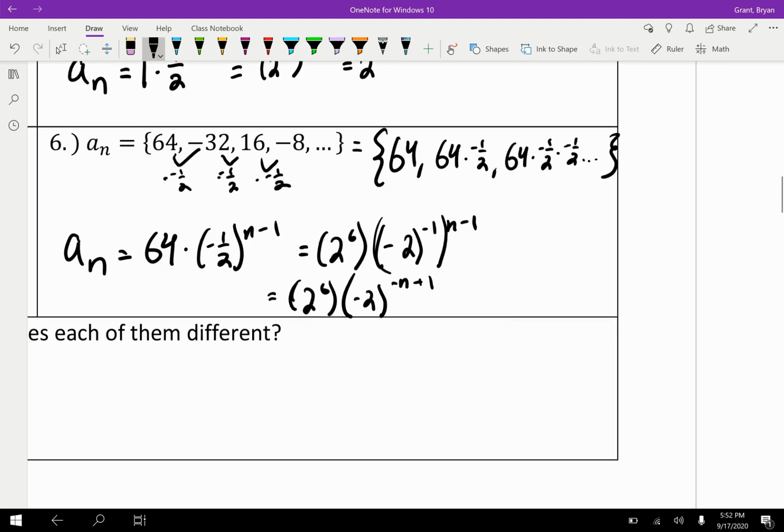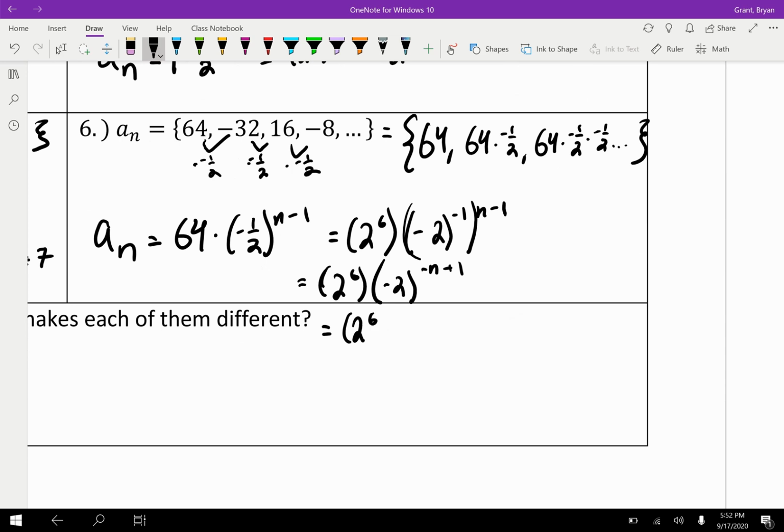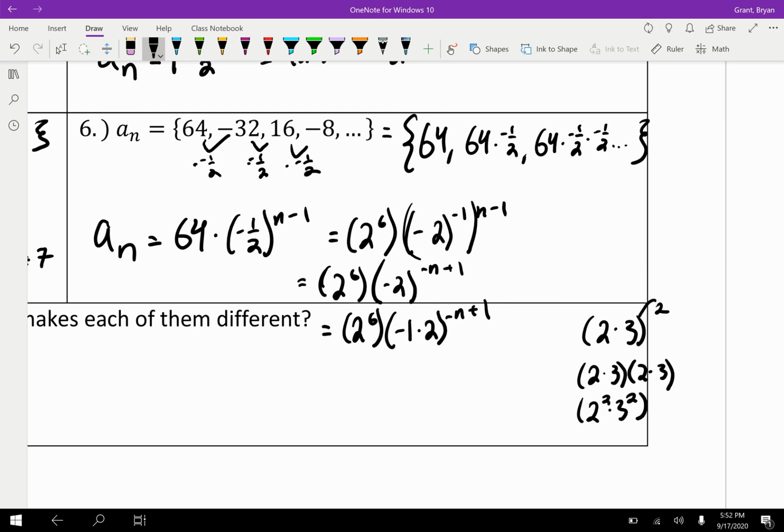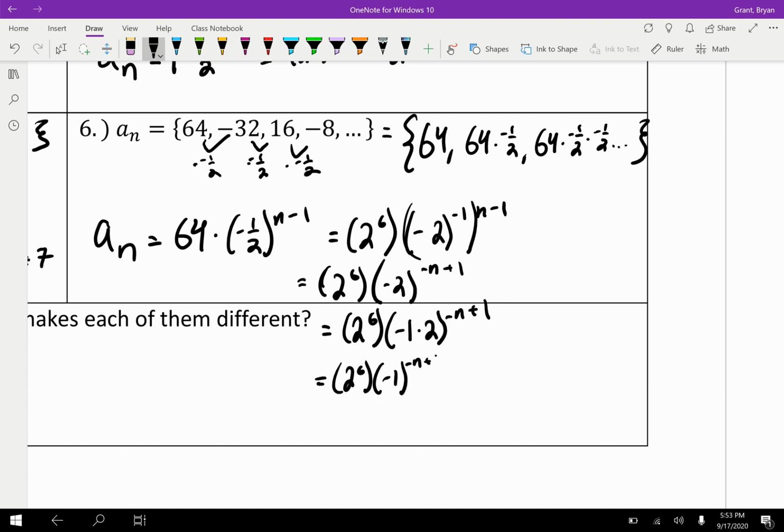And then we might realize that, I'm going to run out of room here. That's definitely what we're going to realize. We get 2 to the 6th times, what if I did this as negative 1 times 2 to the negative n plus 1? I think that's the same thing, isn't it? And then we also might realize, for example, it's easy to see if I did 2 times 3 to the second power. Well, that's 2 times 3 times 2 times 3, which rearranging is 2 squared times 3 squared. Notice we can actually distribute this square, or any power, as long as we just have multiplication in the middle. So if I went through and distributed here, I think we end up with 2 to the 6th times negative 1 to the negative n plus 1 times 2 to the negative n plus 1.